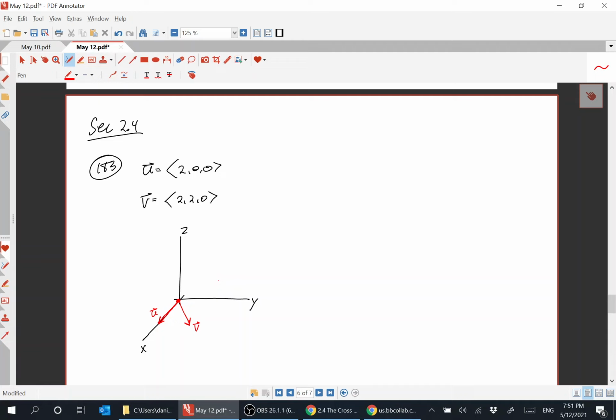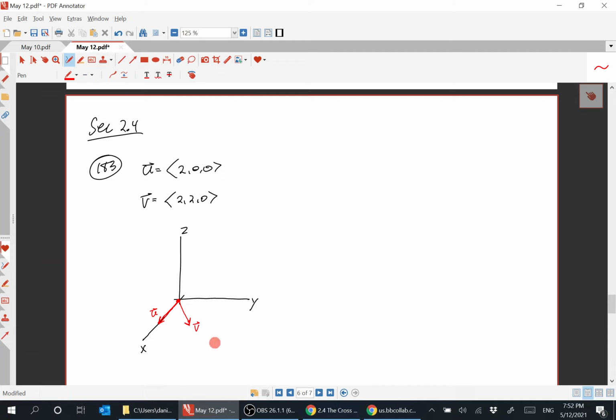Right, the cross product, U cross V, is going to be perpendicular to both U and V. So which way does it point? Right, U and V are both in the XY plane. What line is perpendicular to the XY plane? Well, the Z-axis. And the cross product either points up the Z-axis or down the Z-axis. Which one is it? How do you determine?